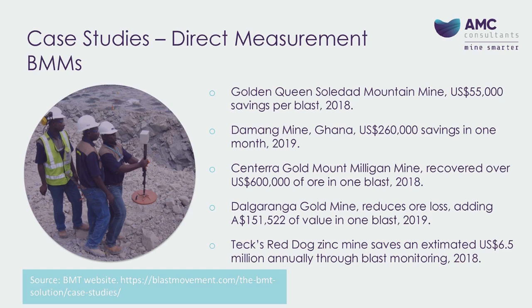Okay, so a few more case studies. Direct measurement of BMMs. These are all taken from the Blast Movement Technology website. There are multiple up there to demonstrate the significant impact and the effectiveness of measuring every single blast with blast movement monitors. A few examples: the Golden Queen Solidarity Mountain Mine was found to save $55,000 US per blast in 2018. The Damang mine in Ghana found $260,000 US savings in 1 month alone in 2019. The Centerra Gold Mount Milligan mine was able to recover over $600,000 US of ore in one blast in 2018.